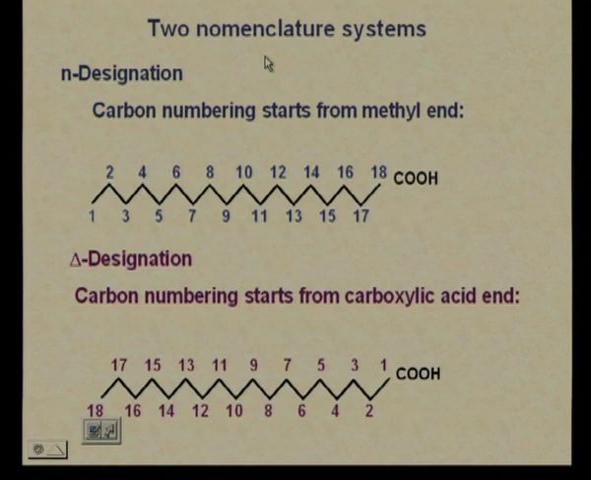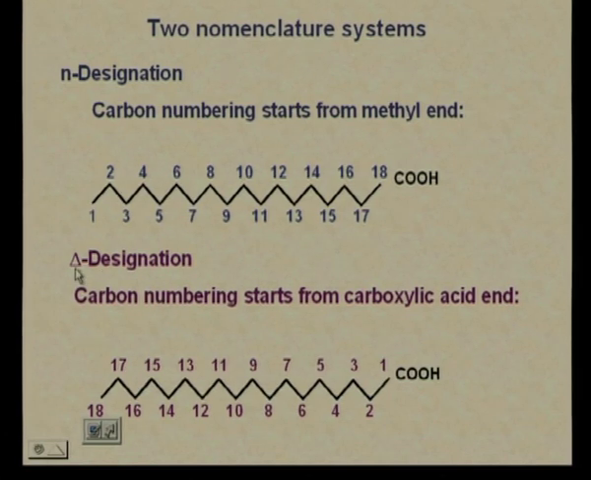Now, the nomenclature of fatty acids actually follows two types. One is called the N designation, another is called the delta designation. In the N designation, as you can straight away see, the numbering is from the extreme end away from the carboxylic acid group. So, in this case the numbering is from here 1, 2, 3, 4 and so on and so forth.